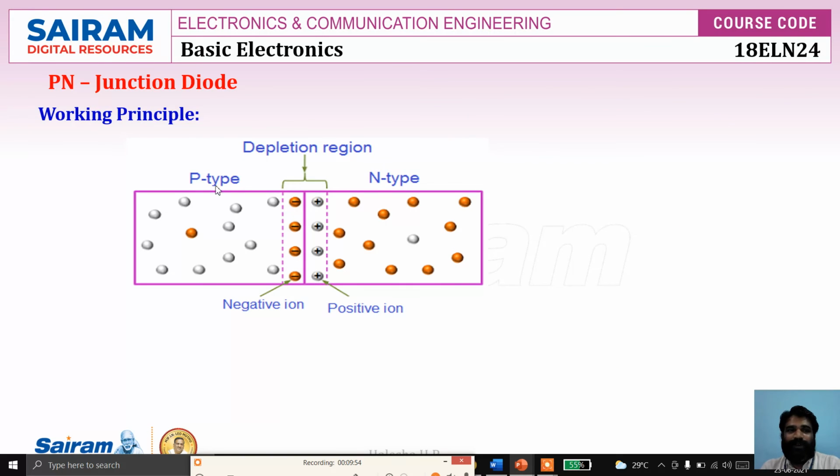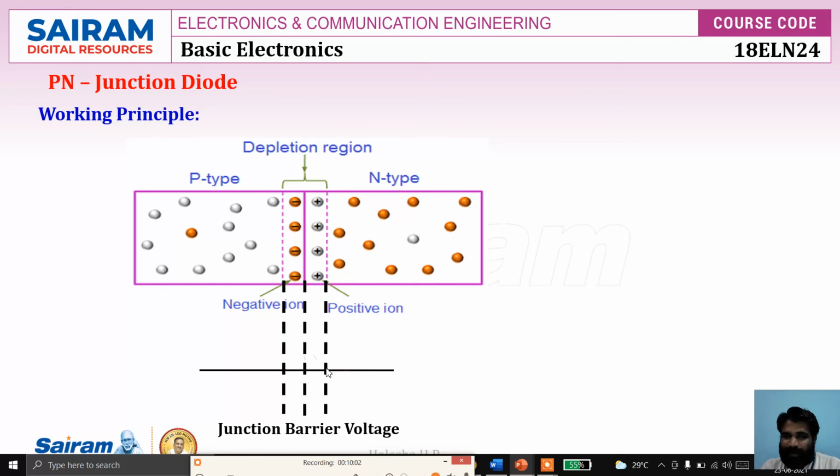Okay, so let's see the junction barrier voltage. At the junction, see, towards the N-type it is positive charge and it keeps decreasing. It becomes 0, and that means from here there is no potential barrier. Similarly at the P-type, it has maximum negative charge, and then it decreases and becomes 0. It is a negative charge.